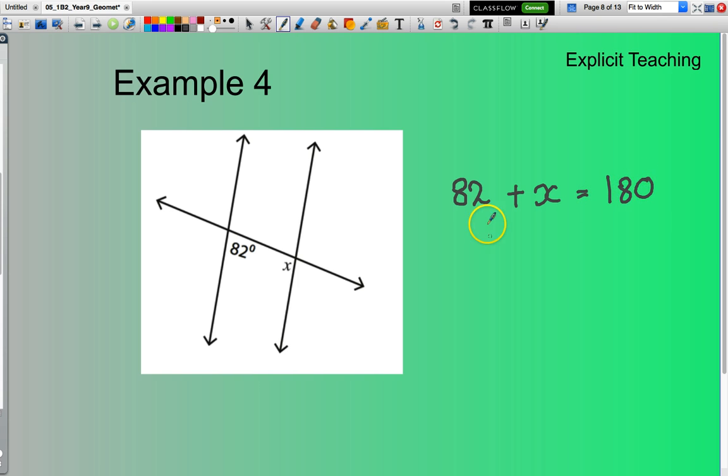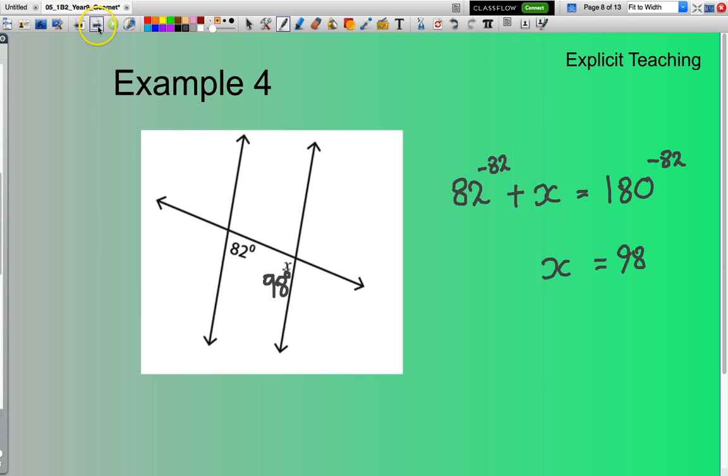So, subtract 82 from both sides, just because I want x on the left hand side. Subtract 82 from this side, and I'll end up with x will equal 98 degrees, or in other words, this angle in here is 98 degrees.